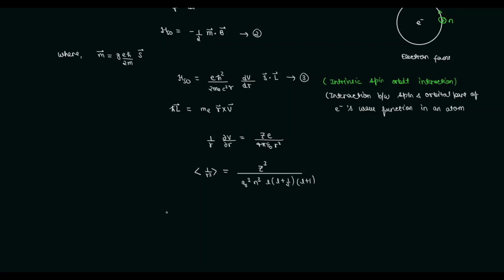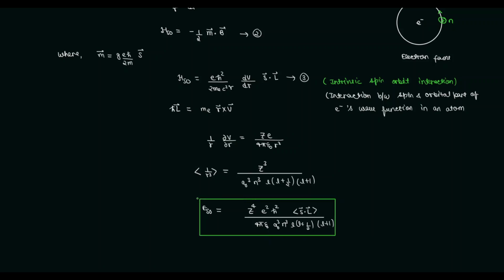So therefore the spin orbit splitting is given by Z raised to power 4 e square h cut square and then the expectation value of S dot L divided by 4 pi epsilon naught a naught cube n cube L into L plus 1 times L plus half. So therefore this spin orbit interaction energy is proportional to Z raised to power 4 and therefore cannot be treated as a small perturbation for atoms with high atomic number.